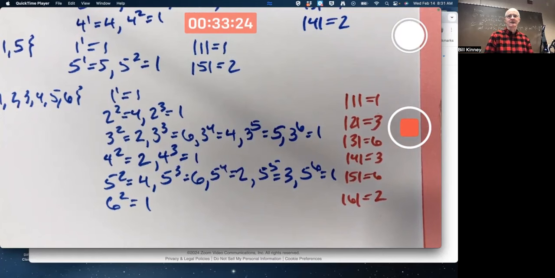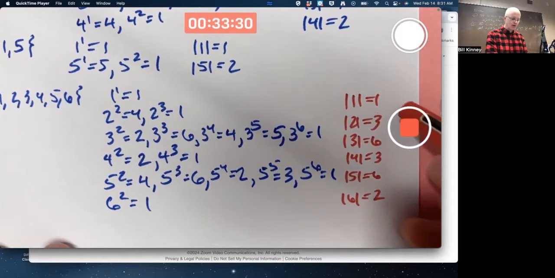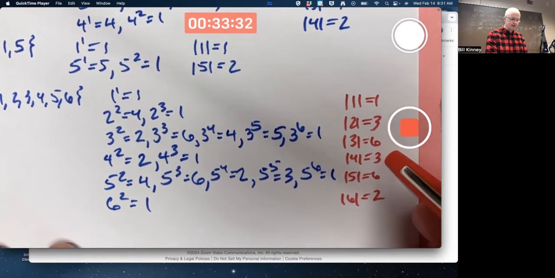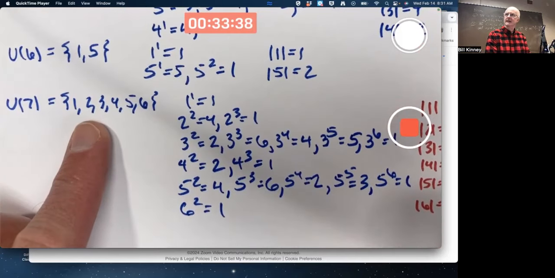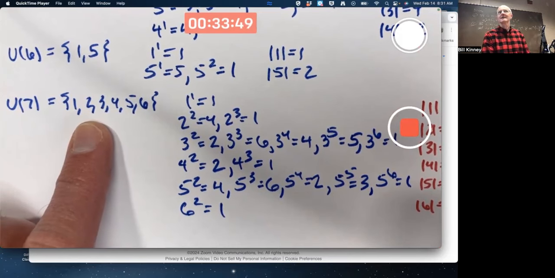One pattern that I'm just going to tell you, maybe you guessed it, is that these orders, 1, 3, 6, 3, 6, 2, they all divide the order of the group, 6. That's not a coincidence. That's got to happen. The order of an element, when it's got a finite order, has to divide the order of the group when the group is finite.